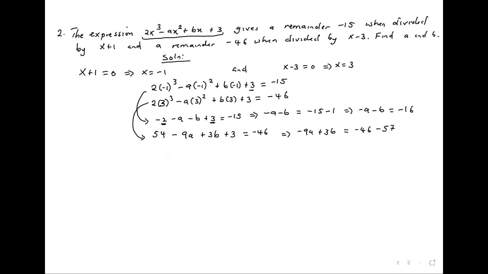So now we haven't found what this number is. What number is this? Negative 103. Okay, so we have negative a minus b is negative 16. Negative 9a plus 3b is equal to negative 103. If we divide by 3, 3 can't go in 103. It can go and leave a remainder. Yeah, leave the remainder. So we use substitution. So negative a is equal to negative 16 plus b.